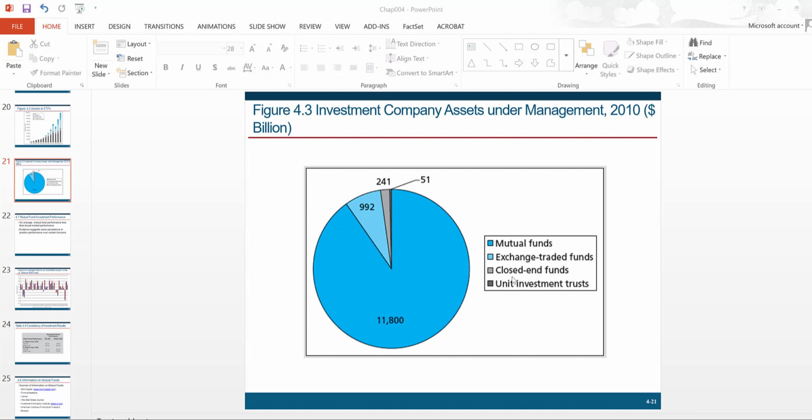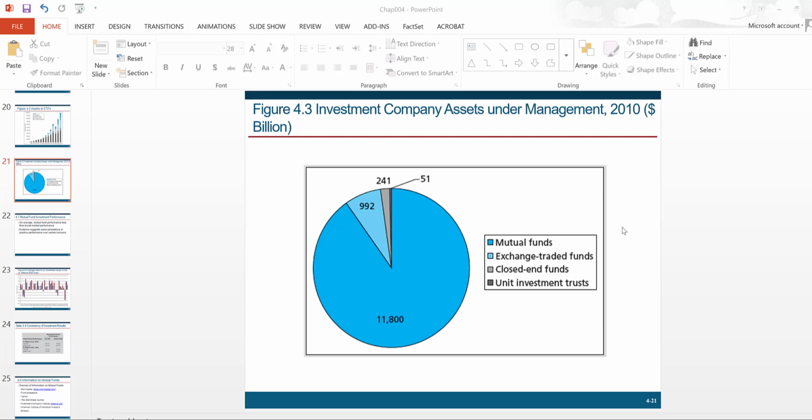Basically, whatever you can achieve with closed-end funds and unit investment trusts, you can now accomplish with mutual funds and ETFs. Most of the retirement plans like 401k plans actually have mutual funds and not ETFs, and that's the reason why mutual funds have such a big share of the overall pie here. This one is a little bit dated, 2010, but the overall picture still remains the same. Mutual funds are still the most popular investment vehicles for these types of pooled investment companies.